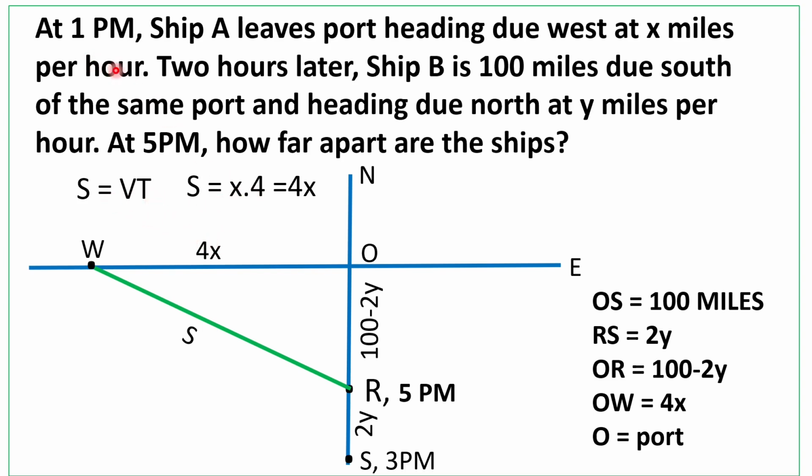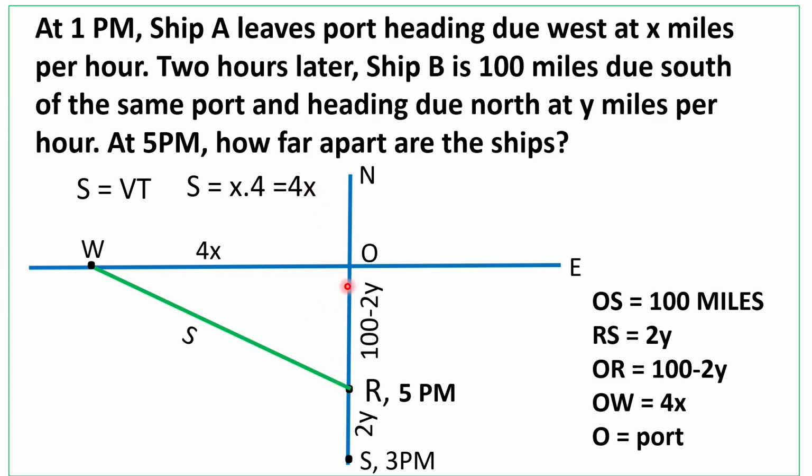Why 4 hours? Because it starts at 1 p.m. heading with the speed x miles per hour, and at 5 p.m. the total time is 4 hours, therefore we multiply by 4 hours, so this distance would be 4x at 5 p.m. Here at 5 p.m., ship B is heading due north, so after 2 hours this distance would be 2y, with the same formula.